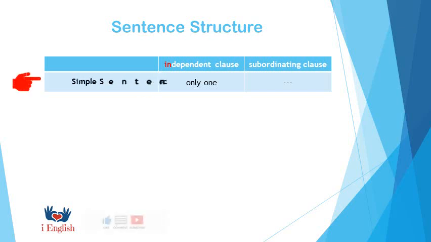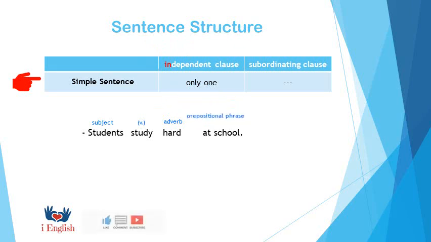Simple sentence has only one independent clause. Here is an example. Students study hard at school. Students is subject. Study is verb. Hard is adverb. At school is preposition phrase. All of it makes us a simple sentence which has one independent clause.